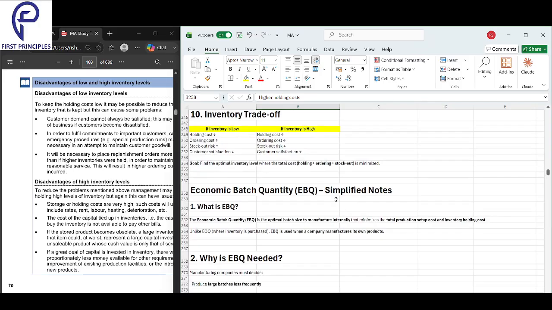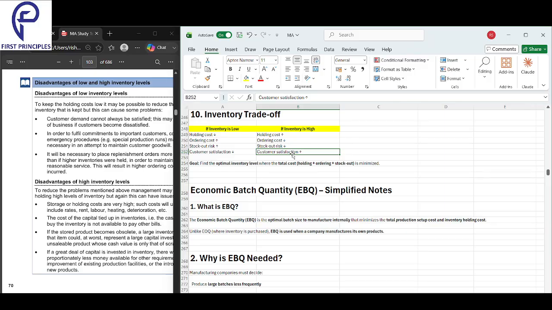Okay, next we look into inventory trade-off. If your inventory is low, holding cost is low, but ordering cost is high. If the risk of stockout is high, customer satisfaction will be low. But if you have high inventory, holding cost is high, ordering cost is low, stockout risk is low, and customer satisfaction is high because customers will immediately get the goods.